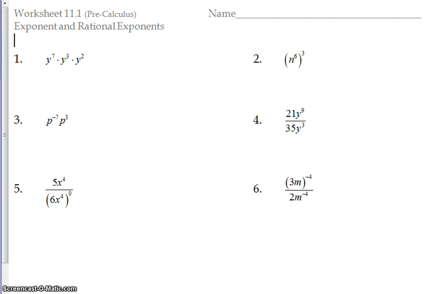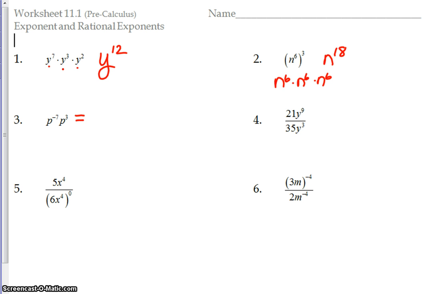So let's look at some other problems here. Following the same rule we just talked about, if we have 3 of the same bases and we're multiplying them, you are going to add their exponents. 7 plus 3 plus 2 is y to the 12th. If we have one base and two powers, this is called power of a power, you end up multiplying the exponents. You can think of this as n to the 6 times n to the 6 times n to the 6, which if we added them all together is going to give us n to the 18th.